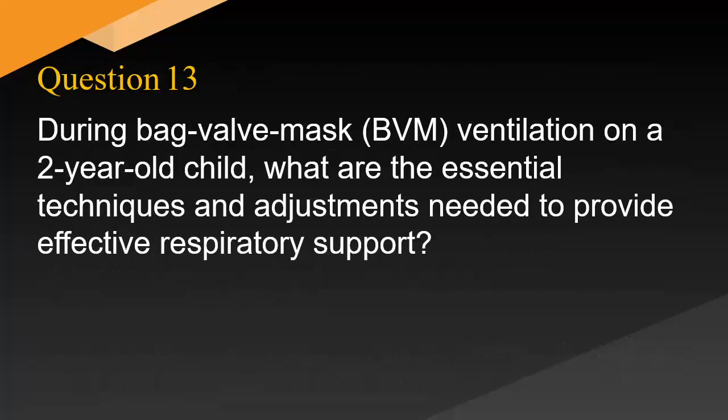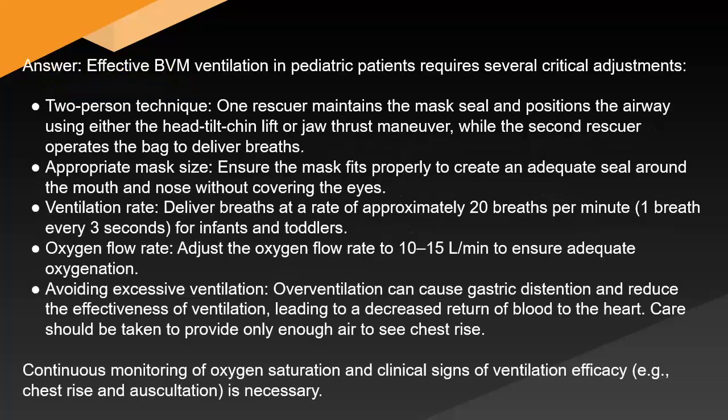During bag valve mask (BVM) ventilation on a 2-year-old child, what are the essential techniques and adjustments needed to provide effective respiratory support? Answer. Effective BVM ventilation in pediatric patients requires several critical adjustments. Two-person technique. One rescuer maintains the mask seal and positions the airway using either the head tilt, chin lift, or jaw thrust maneuver, while the second rescuer operates the bag to deliver breaths.